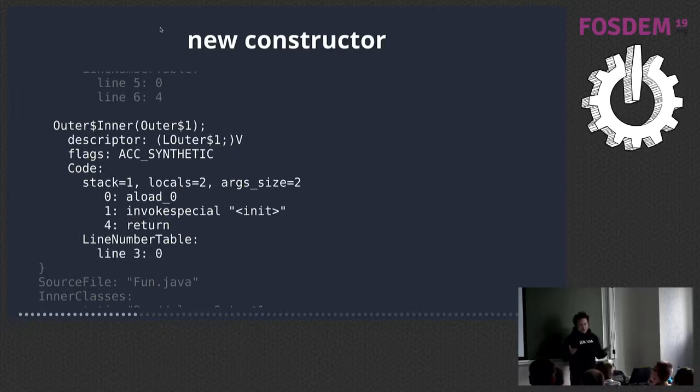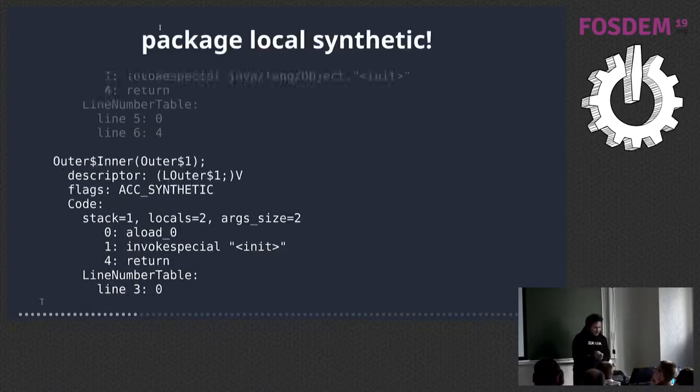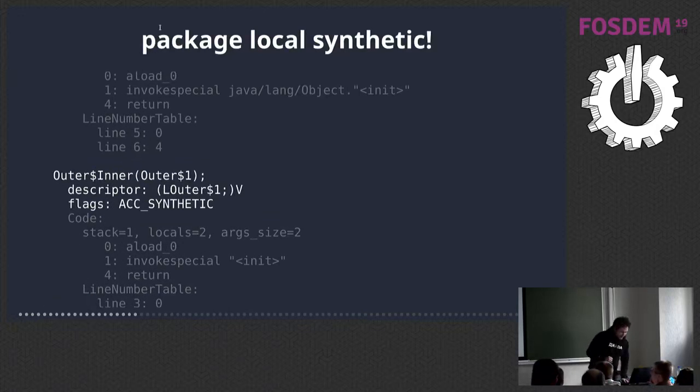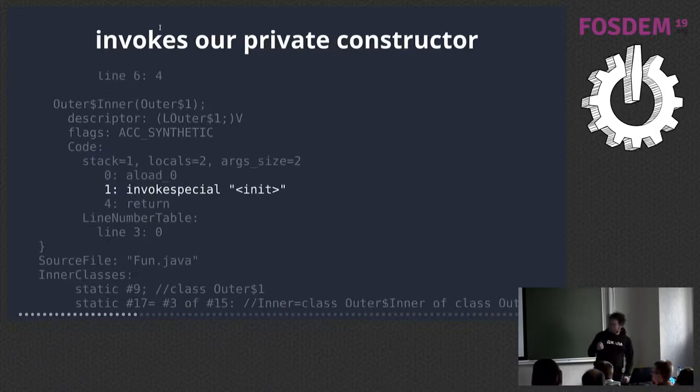So to overcome this difficulty, it was decided: okay, let's invent the synthetic attribute. Let's generate such a constructor, which is package local, which can be called from the other class. Package local, synthetic, it invokes our private constructor. Simple delegation, that's it.